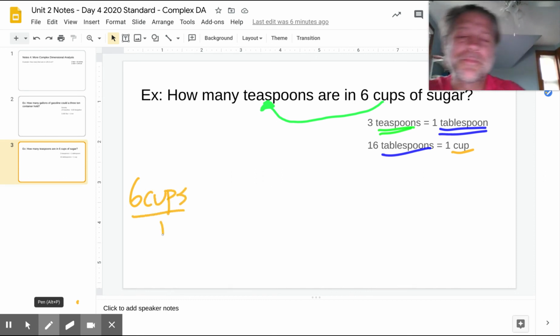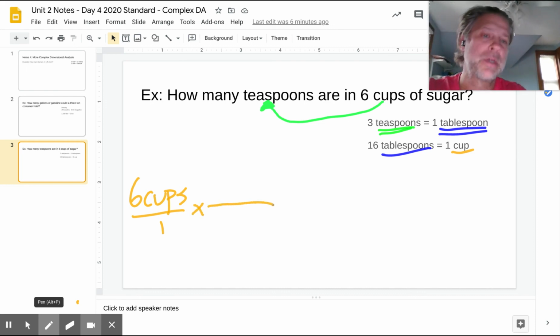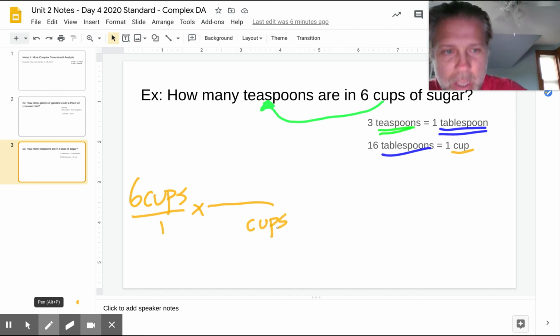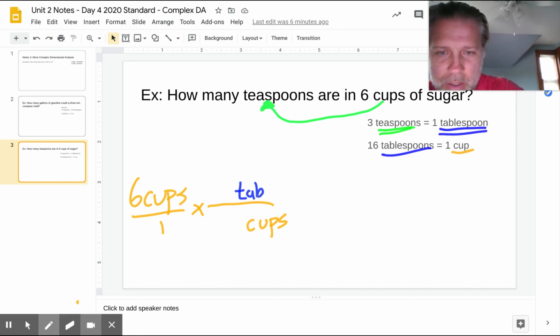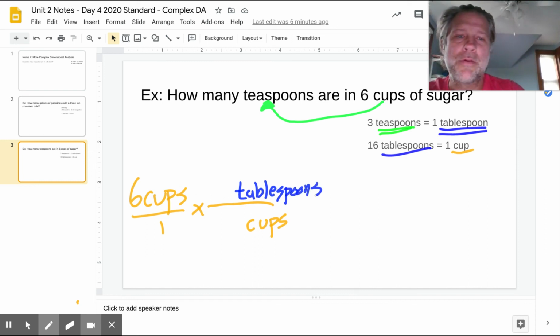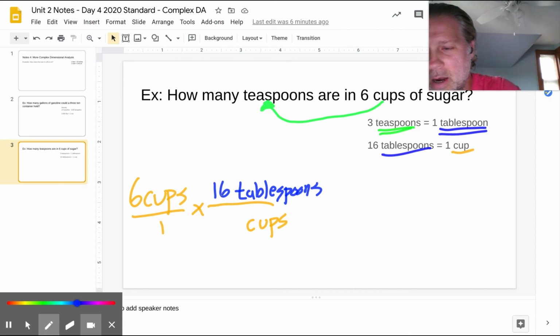And I'll put it over 1. And now I'm going to set my problem up so I can change cups to tablespoons. So I'm going to put the unit of cups on the bottom, and I'm going to put the unit of tablespoons on the top. And I know there's a shortcut, but I'm just going to write it out because I feel like it. So tablespoons. And now the relationship between tablespoons and cups, we found out here is there's 16 tablespoons inside of 1 cup.